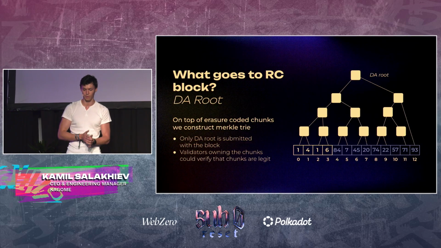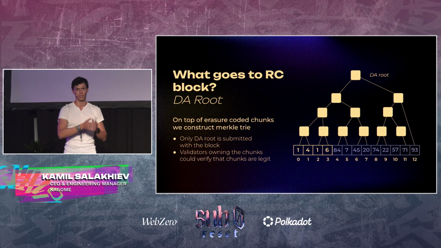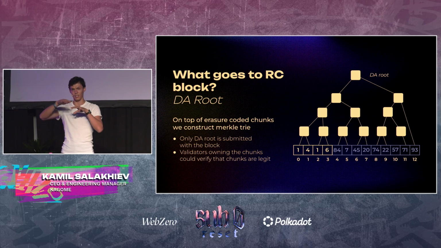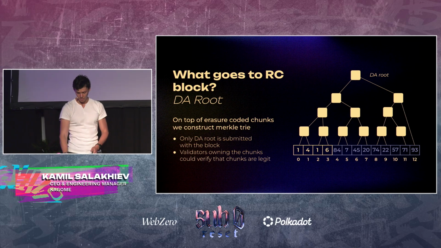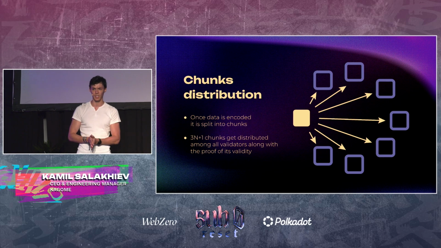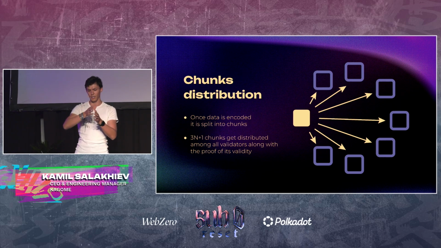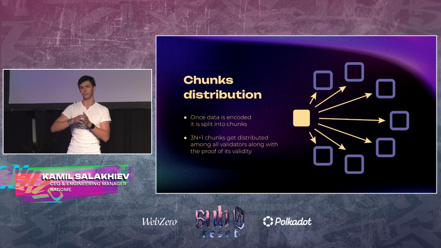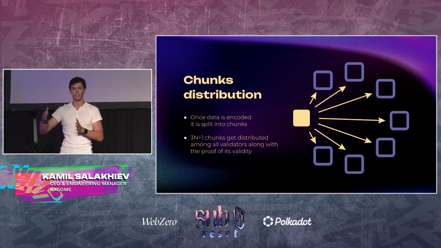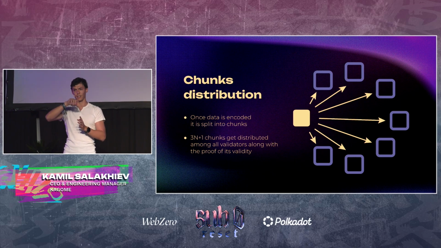Yes. What else do we do? So, what actually goes into our block? On top of this erasure-coded data, we construct a Merkle tree, and the Merkle root of this tree is submitted to the next relay chain block. And how do we use it? So we do chunks distribution. Backing validators, as soon as they erasure-code the data, send chunks to each of the validators. And in addition to chunks, they also submit Merkle proofs that this chunk corresponds to the data availability root that is attached to the relay chain block.